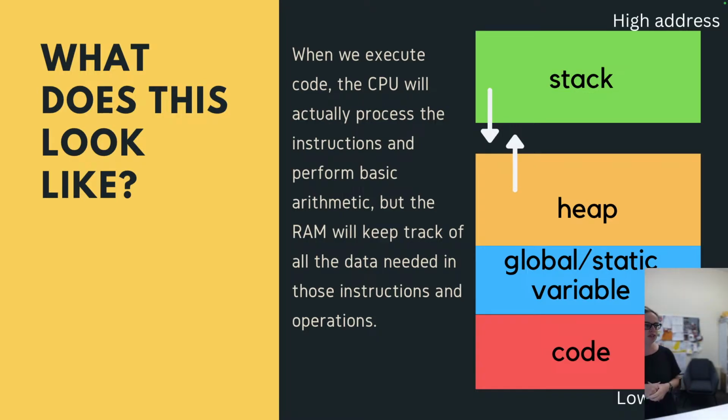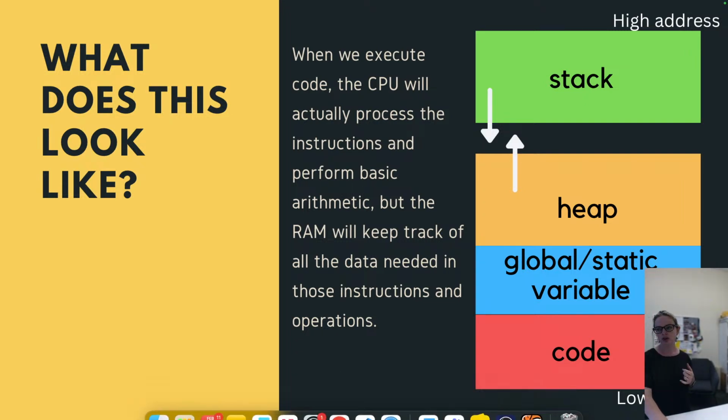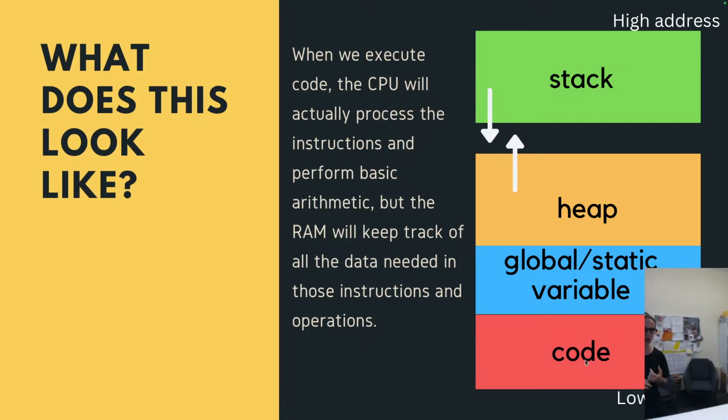So the CPU is in charge of processing the instructions and performing the basic arithmetic that you program, and the RAM is responsible for keeping track of the data that is needed for actually executing the processes. So that includes your actual code instructions. As you can see, you've got your code down here, and also all your variables and any function calls that arise. And again, you will see what function calls mean when we learn more about functions next week.